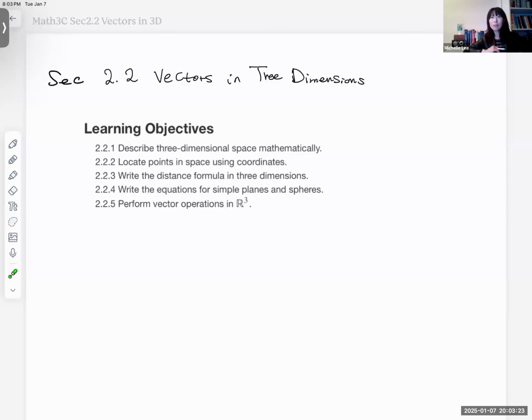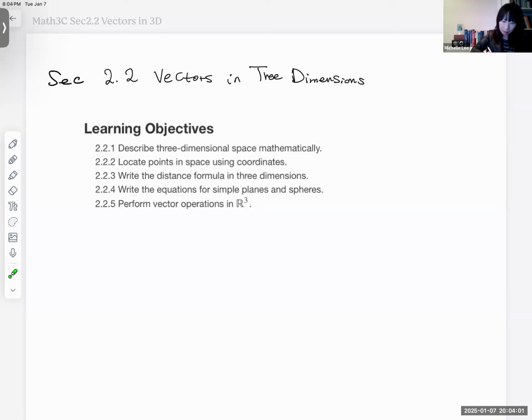Hello everyone. Today we do 2.2, vectors in 3 dimensions. So we learned in section 2.1 about vectors in 2 dimensions, right? 2 dimensions means what we did previously, the XY plane or Cartesian coordinate system, right? So today we do 3 dimensions, which is the XYZ plane. Okay, so let us do this.